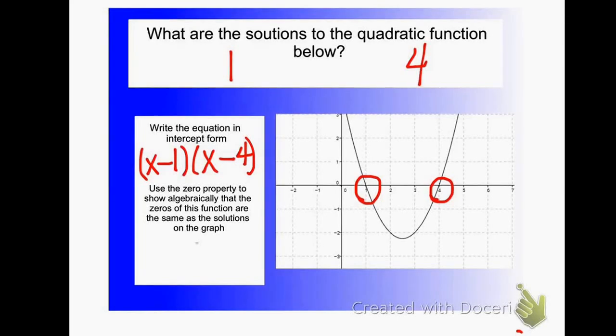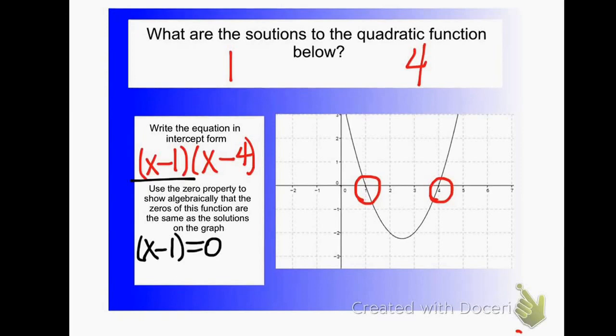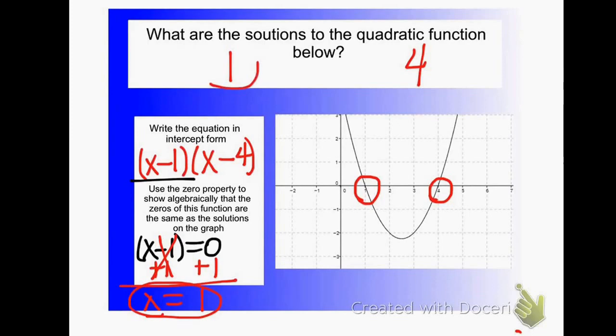So I need to take my first factor, which is x minus 1, and set it equal to 0. So in order to do it, I want to find the value of x that would make that factor equal to 0. So do the opposite of -1, +1, on both sides. Notice the -1 and +1 eliminate. So that leaves me x equals 0 plus 1, which is 1. And that matches my first solution.